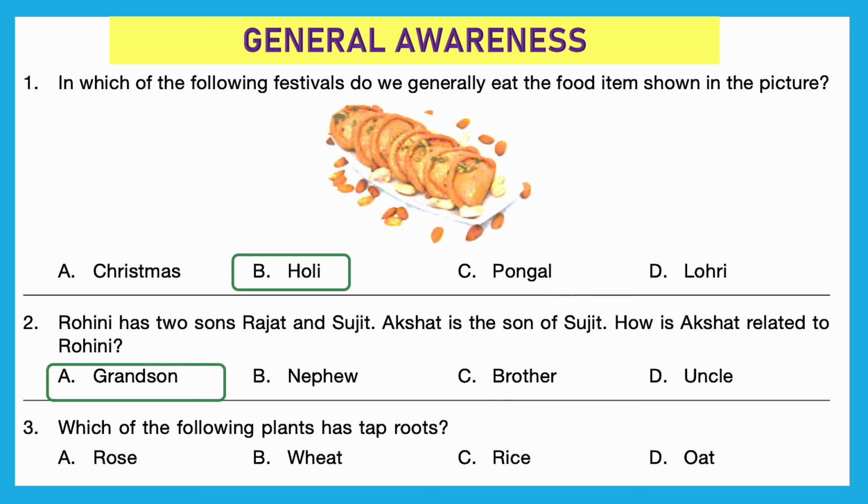Question 3. Which of the following plants has taproots? Do you know what a taproot is? A taproot is a large central and dominant root from which other roots sprout laterally. Typically, a taproot is somewhat straight and very thick, tapering in shape, and grows directly downwards.